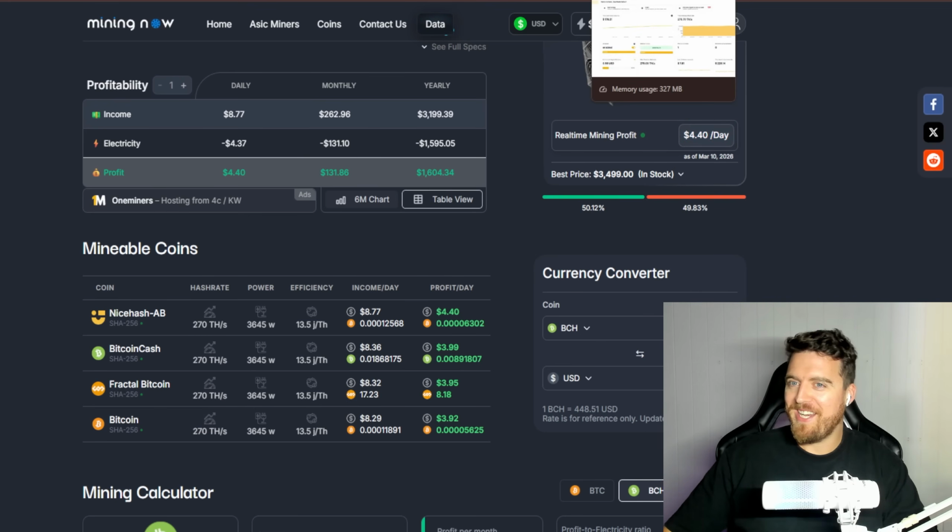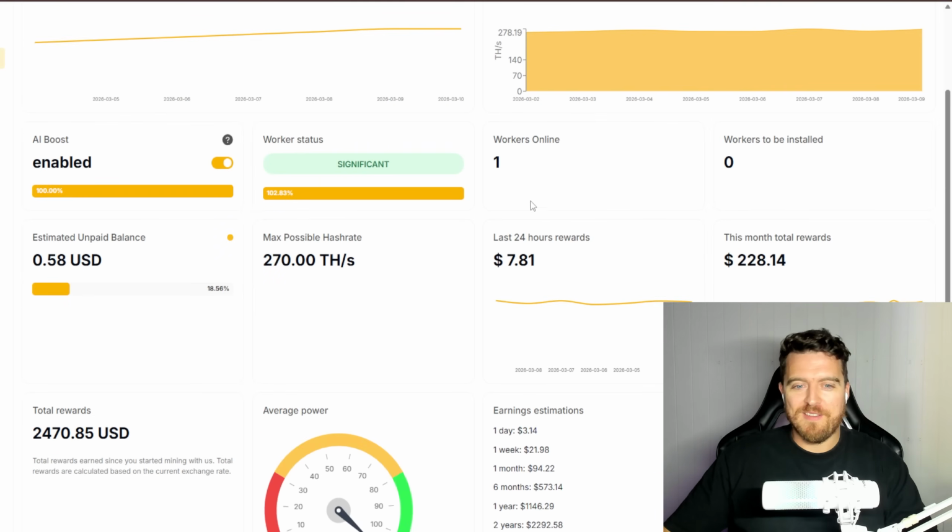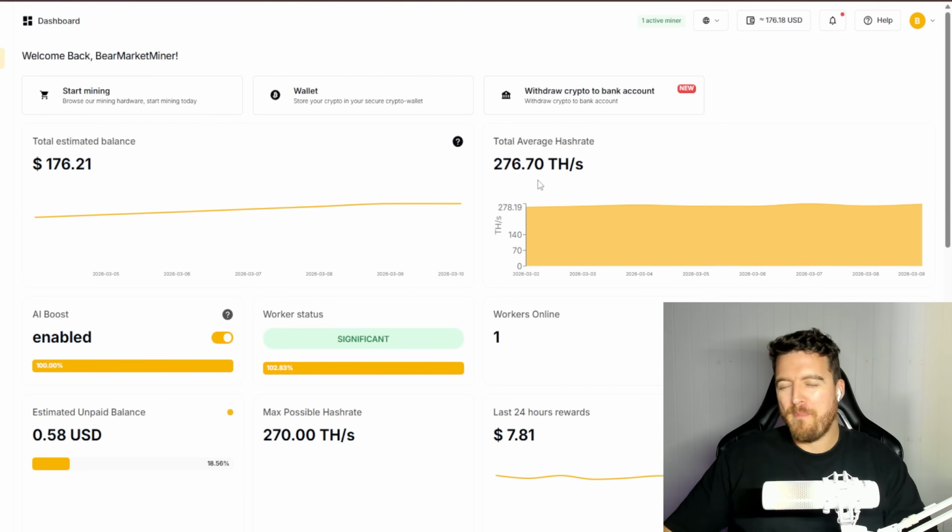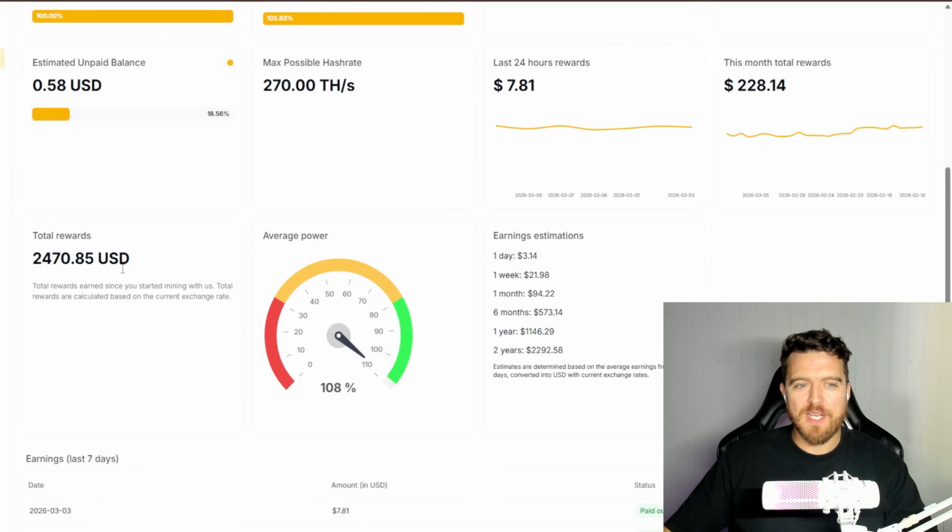She might be feeling a bit better now though, because as we can see, I've had this one running for about 11 months or so now, and we've yielded 2,470 US dollars worth of Bitcoin.